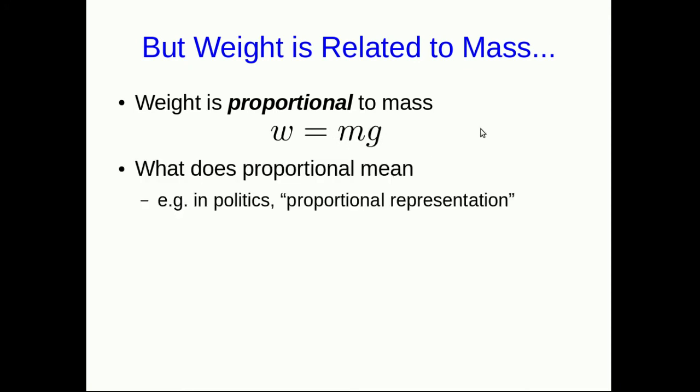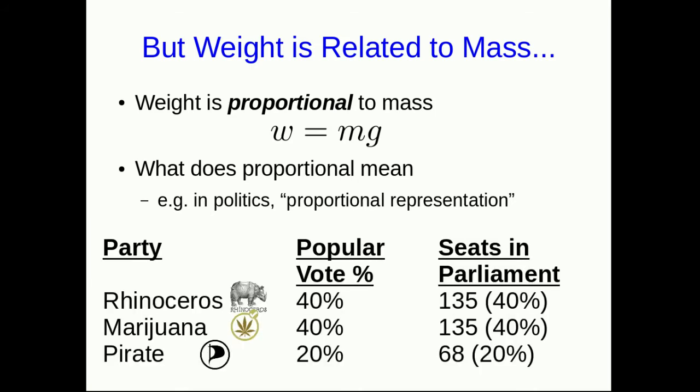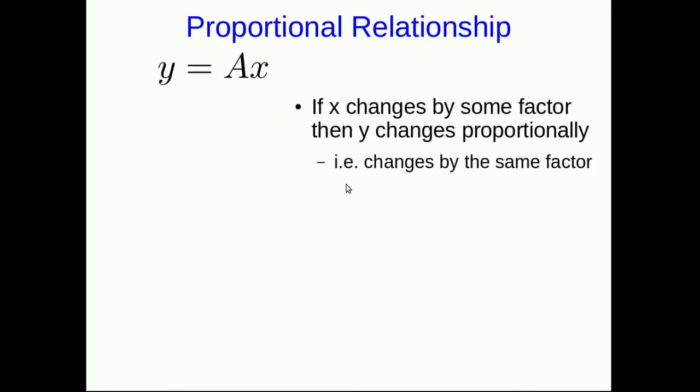We should discuss what proportional means. If you're aware of politics, you will have heard of this idea of proportional representation. And it simply means that you take the percentage of the popular vote and you assign each party a number of seats in Parliament proportional to its percentage of the popular vote. If they get 40% of the popular vote, they get 40% of the seats. Now, it might not seem all that relevant to physics to be talking about the politics of proportional representation, but it's the same idea as the sort of relationship between weight and mass.